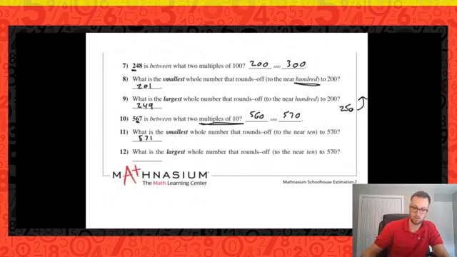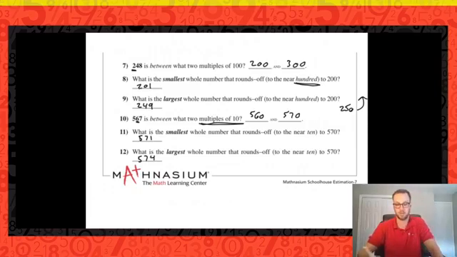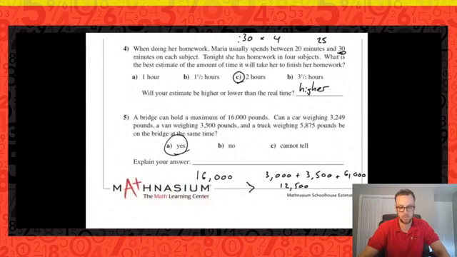And the largest, again, looking at tens, would be 574. Good job. All right. Nice job.